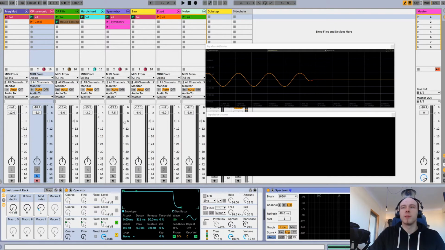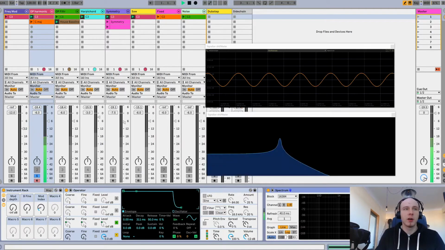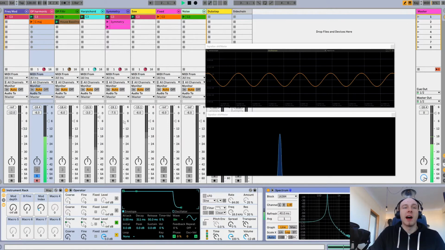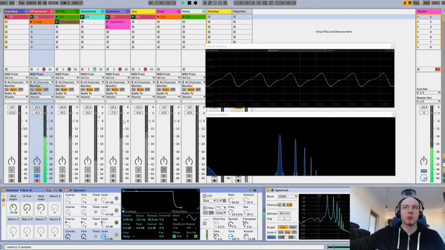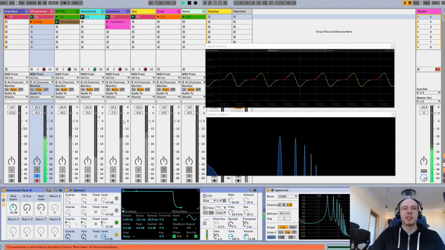Okay, so what do we have here? First, start with operator A, playing a sine wave like before. And now the frequency of operator A is modulated by operator B. If we increase the modulation depth of operator B, like that, it will result in partials added to the spectrum, and their exact position is determined by operator B's frequency.